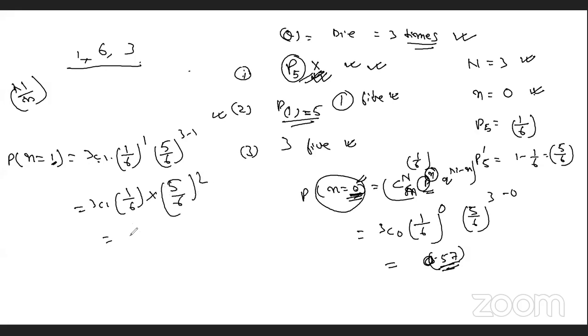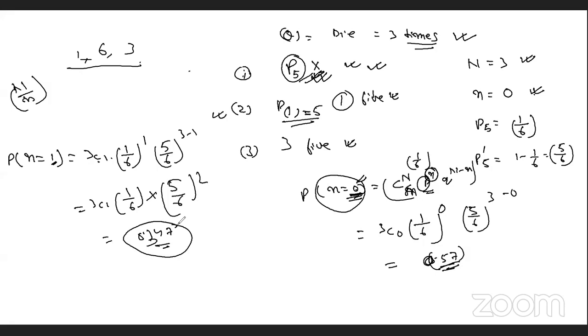If you solve it, you will get 0.34, basically 0.347. So this is a probability. There is a 34% chance that you will be able to get 5 out of 3 trials. Or rather, there is a 34% chance that you will get 1 time 5 out of 3 experiments. This is what it says.